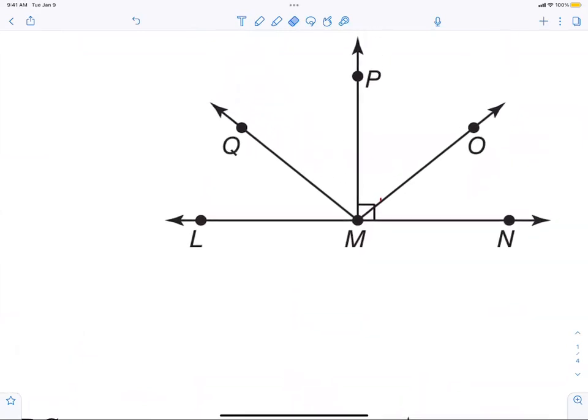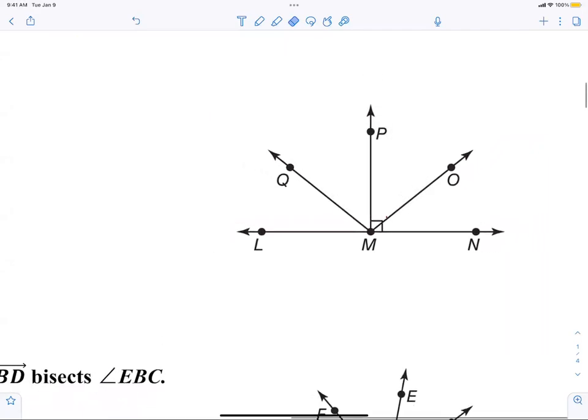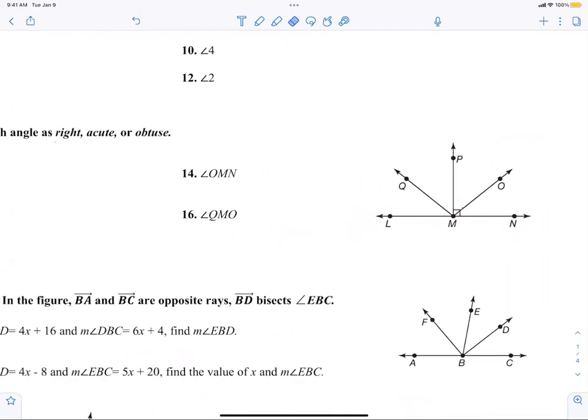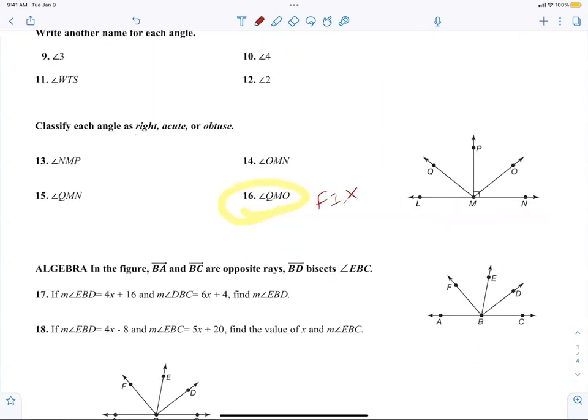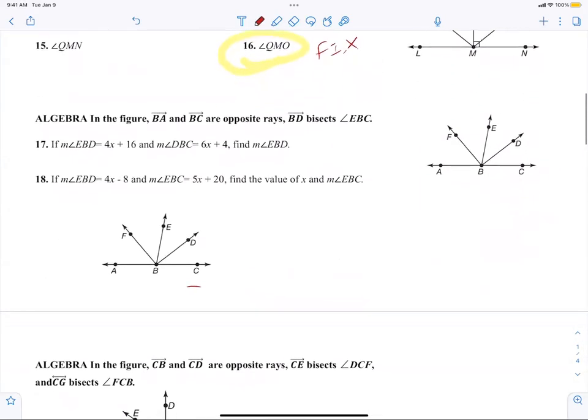All right. Now, what they wanted you to do was actually take a protractor and measure that, but we're definitely not doing that. All right. So if it doesn't have the right angle symbol, then you can't say it's a right angle. All right. So that one I have to fix. Fix that, please. Okay. So let's go down to now.